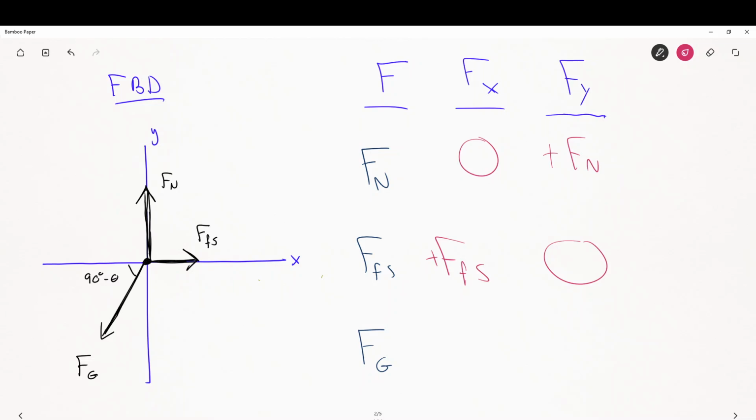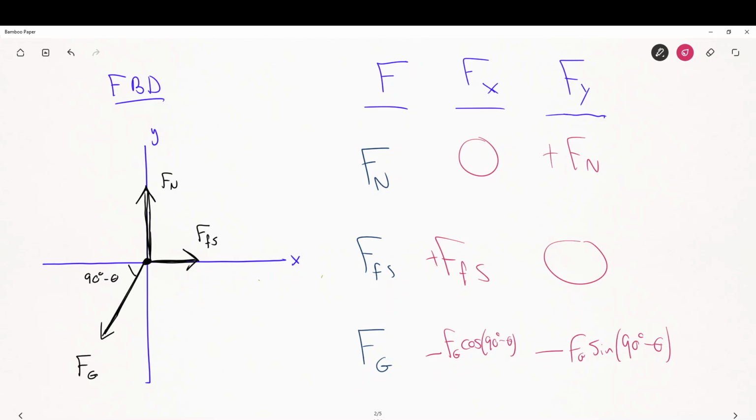The force of gravity will have a negative x component and a negative y component because it's in the third quadrant. And the x component will be based on the cosine of theta because it's adjacent to the angle. And the y component will be based on the sine of theta because that's opposite to the angle. So this will be Fg cosine 90 minus theta, Fg sine 90 minus theta. So those are my force components.